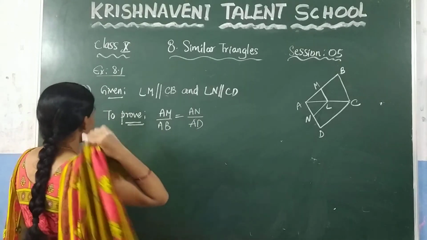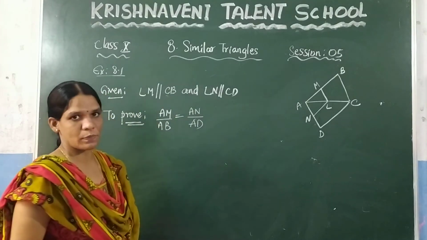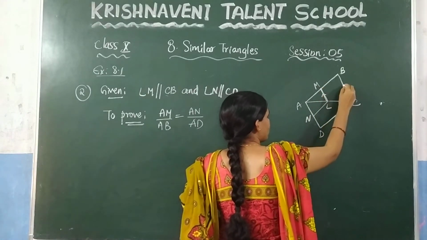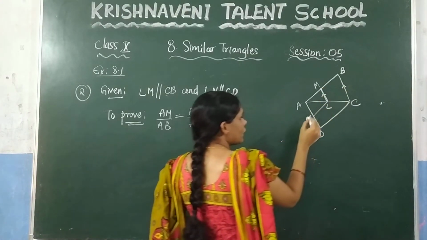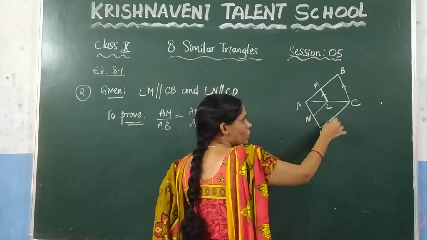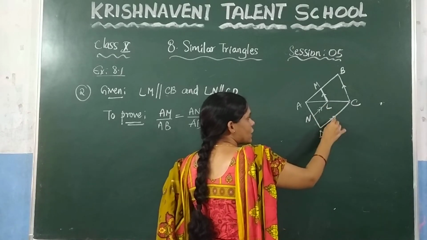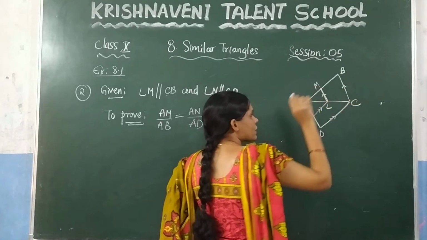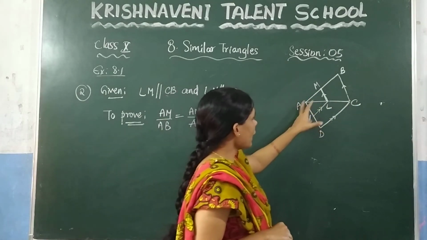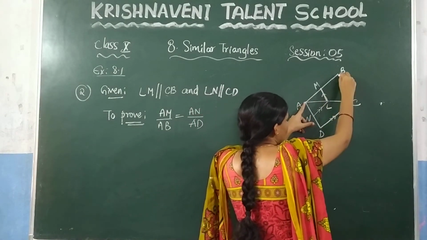So here see in this triangle, what they have given here, LM is parallel to CD. So what is LM? This one. This one is parallel to this side, right? And similarly they have given LN is parallel to CD. Clearly you can observe that these two lines are parallel. So mark it here, two arrow marks which indicate that these two lines are parallel and these two lines are parallel. Now if you consider this triangle, the upper triangle ABC, you can observe that these two sides are parallel.